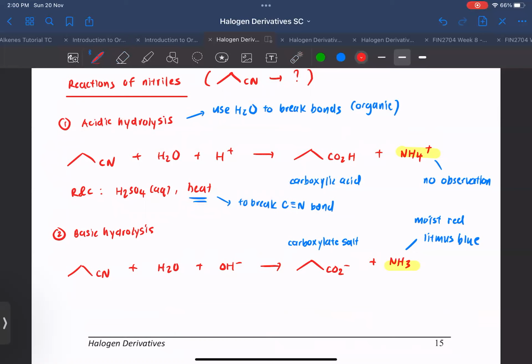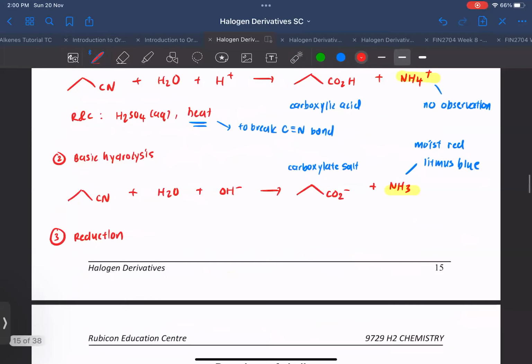Right, finally, there's only one last reaction, and this is called reduction. Wait, a few things. I forgot to write the reagents and conditions for this guy. I'm sure you can already imagine. I want a base, so just use NaOH in an aqueous state and heat.